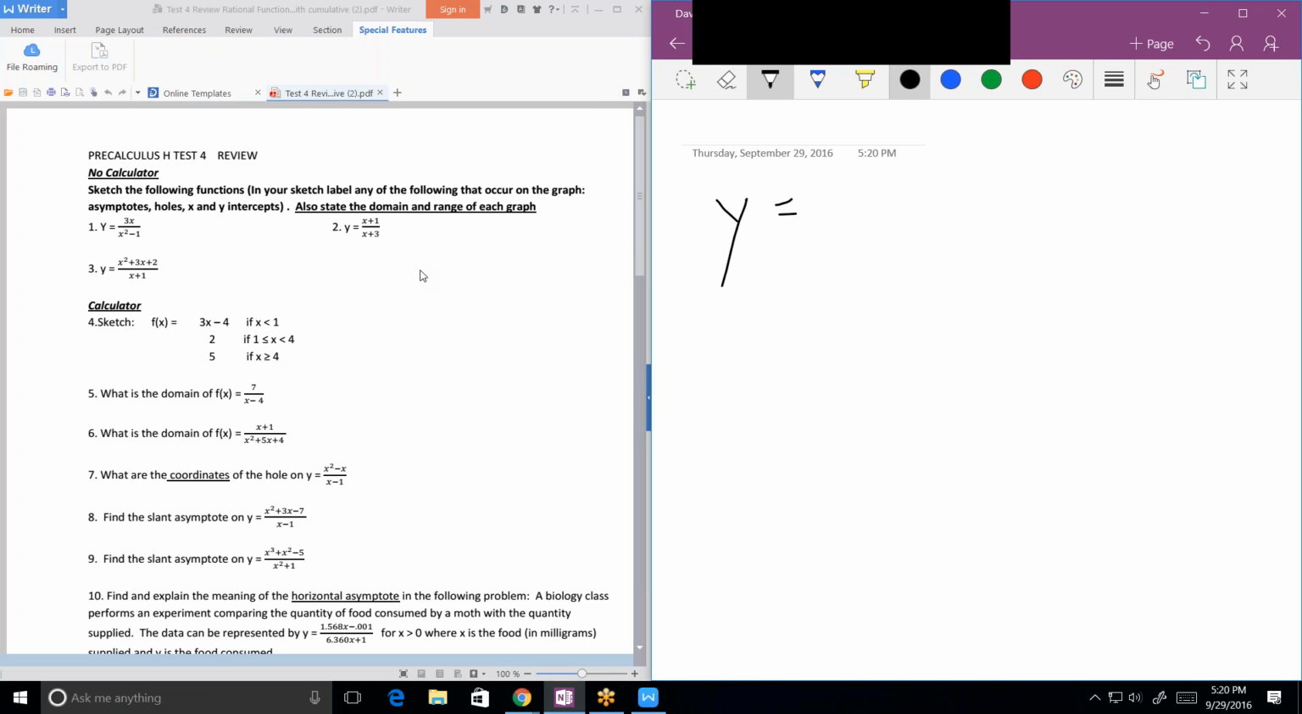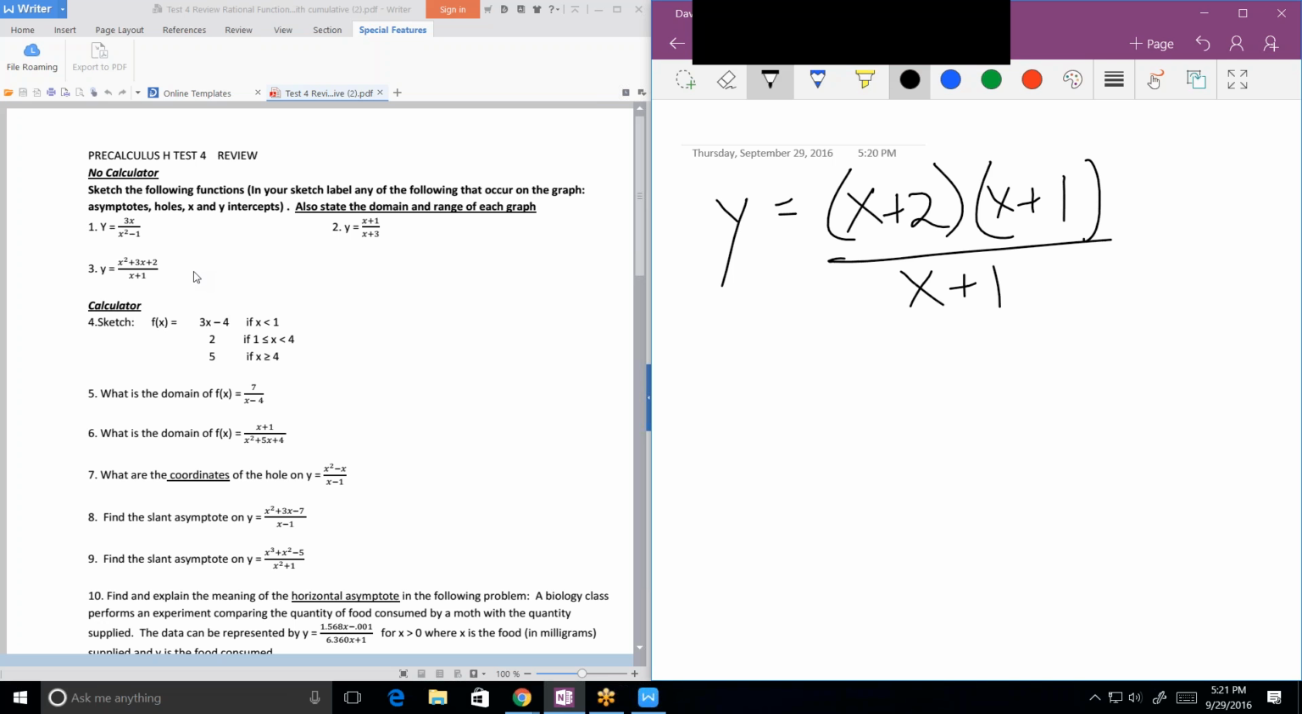Factor. Okay, factor the numerator. You want to factor anything you can, but in this case, the numerator is the only one you can actually factor. How does it factor? It factors into x plus 2 and x plus 1.